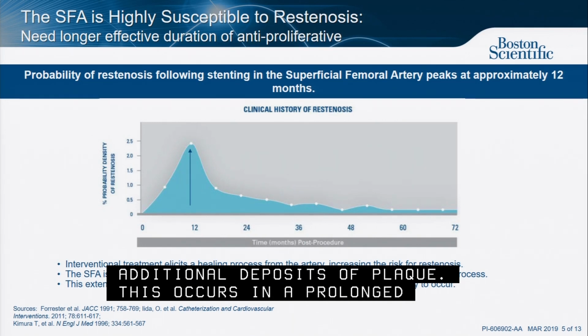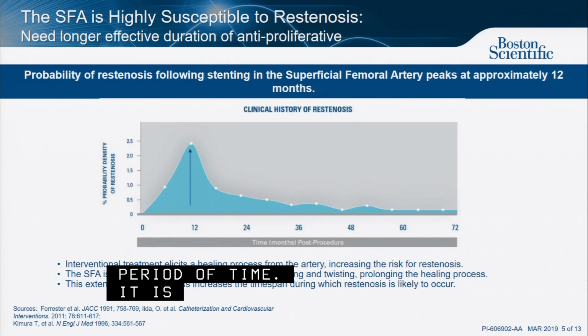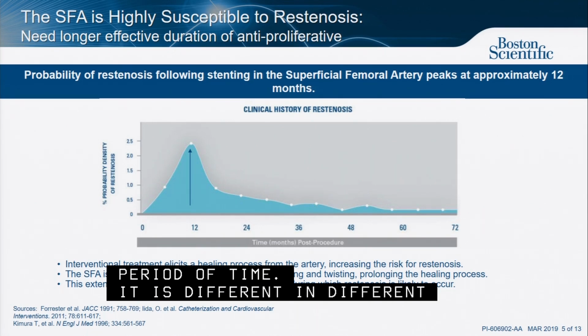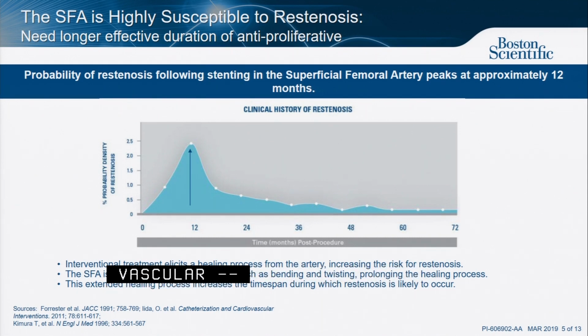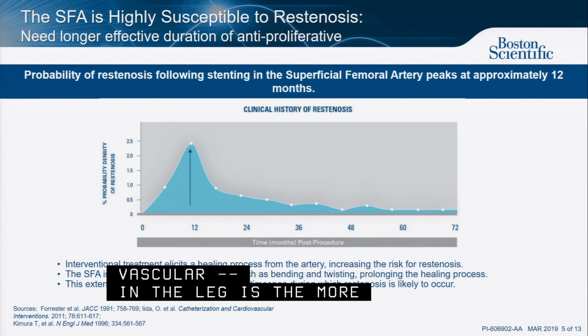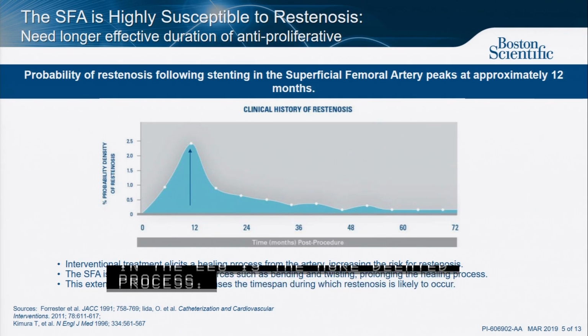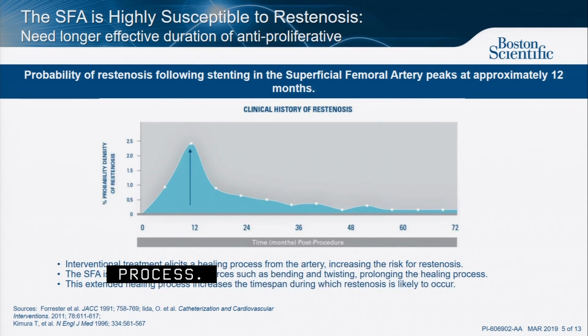It's different in different vascular beds. The coronaries behave different than the legs. And in the leg, it's a more delayed process and actually peaks at 12 months. And this is very important to keep in mind because of what I'm going to say next.